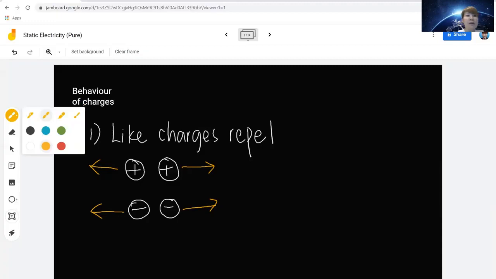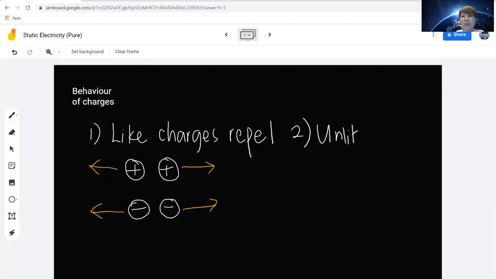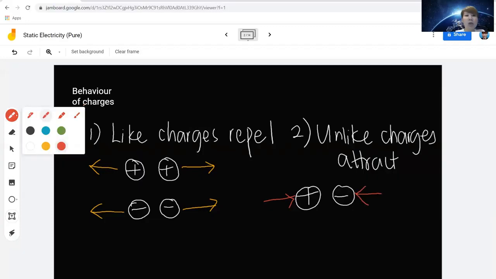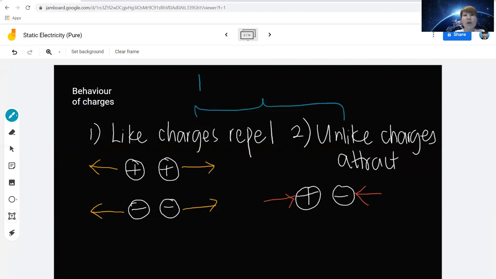Now, a second scenario is when you have unlike charges coming together. Unlike charges will attract. So when you place a plus close to a minus, you would expect the plus and minus to experience an attraction force towards one another. This is what we call the law of charges. The law of charges states that like charges repel and unlike charges attract.